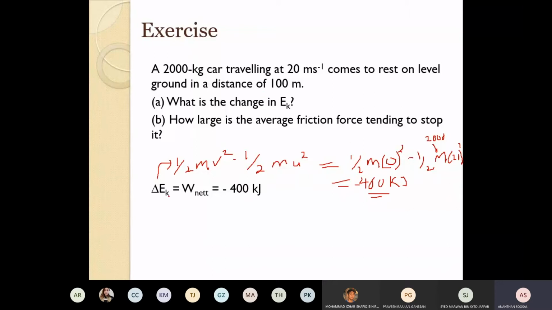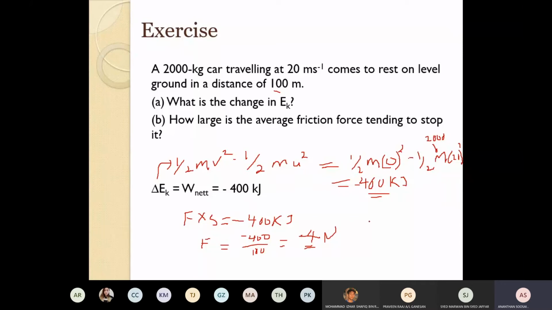Okay, we know that the change in kinetic energy is the net work done. The net work done is by the frictional force. Frictional force does the work: force times the distance travelled. It should be negative 400 kilojoule. So the force you can find: the force is negative 400 divided by the distance the friction applies, 100 meter. So you get frictional force is actually negative 4 Newton.